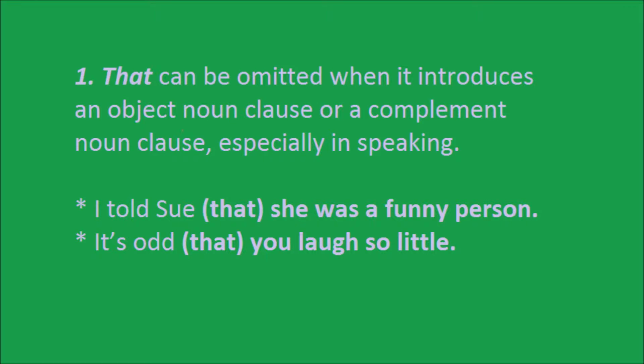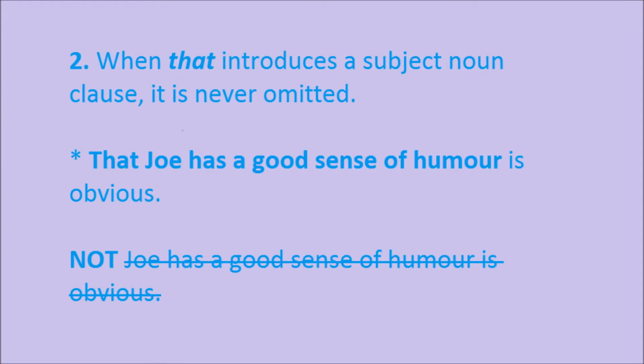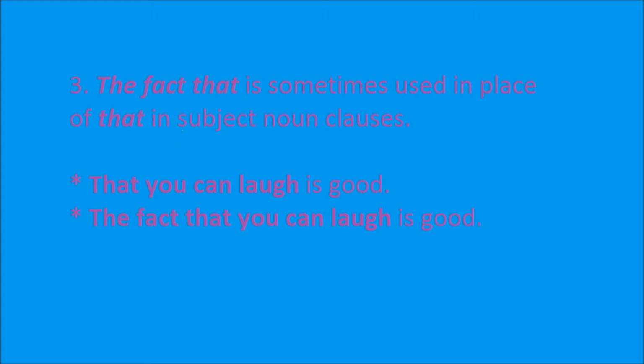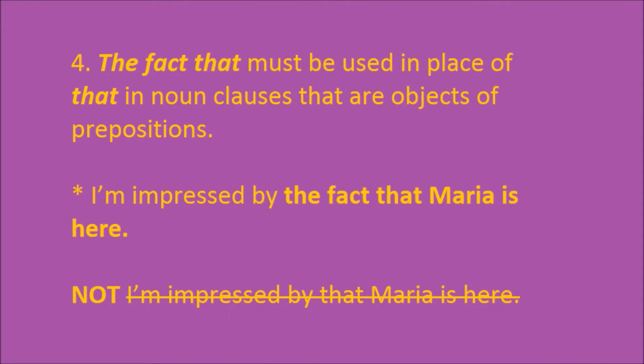Notes. That can be omitted when it introduces an object noun clause or a complement noun clause, especially in speaking. When that introduces a subject noun clause, it's never omitted. The fact that is sometimes used in place of that in subject noun clauses. The fact that must be used in place of that in noun clauses that are objects of prepositions.